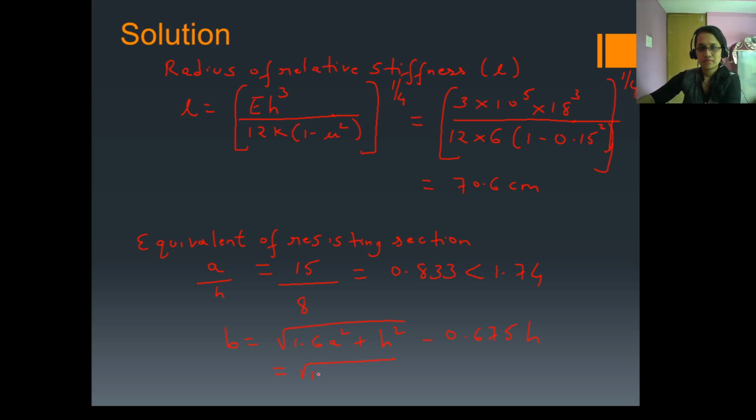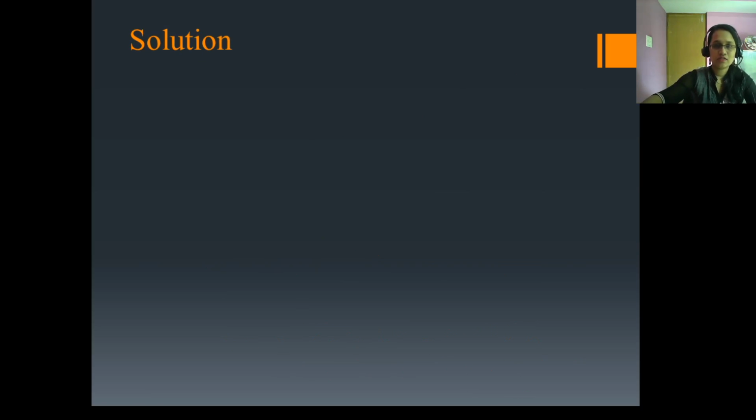So substituting all these values here, a is 15 square, plus 18 square, minus 0.675 h, h is 18. This works out to be 14 centimeters. So now let us calculate the stresses at the interior, edge and the corner. We already know what is l, what is b. Let us proceed further to calculate the stresses.